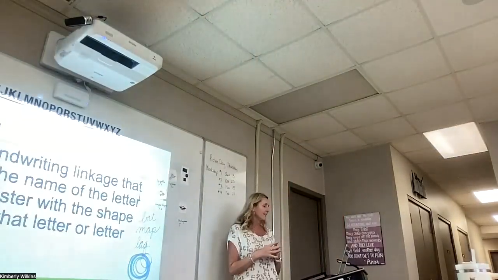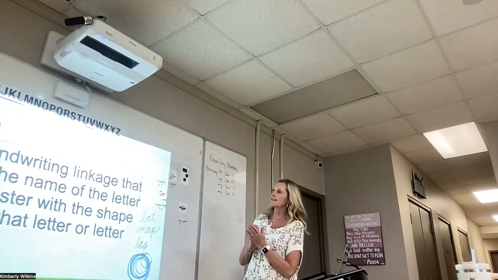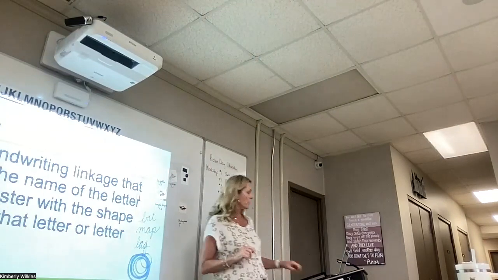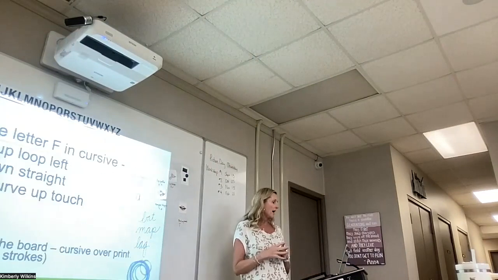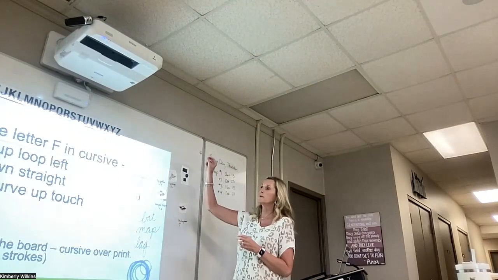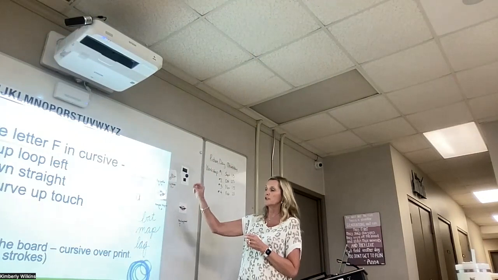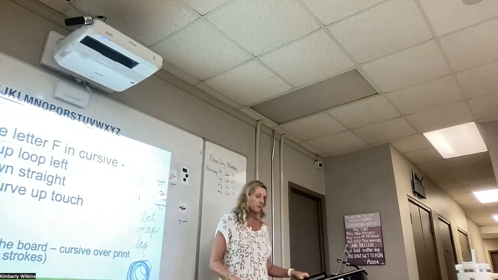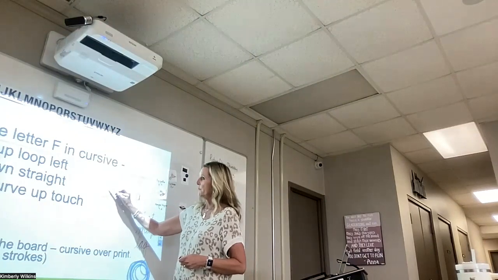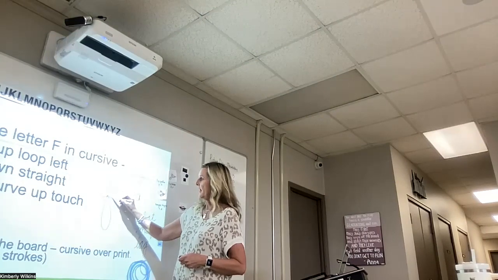All right, so linkage 1 is the handwriting linkage that connects the name of the letter or letter clusters with the shape and the feel of the letter. It's very important. To write the letter F in cursive, we would say curve way up, loop left, pull straight down, loop right, curve up, touch, and release. So that would look like this. Curve way up, loop left, pull straight down, loop right, touch, and release.